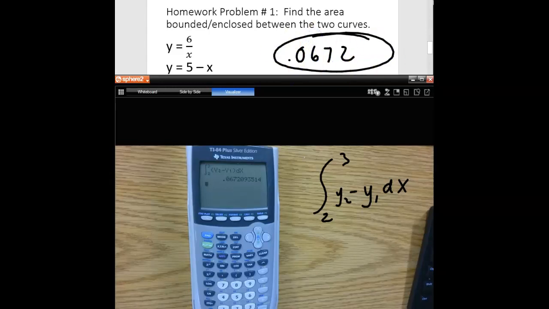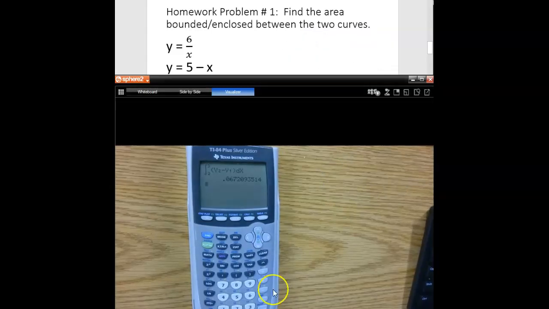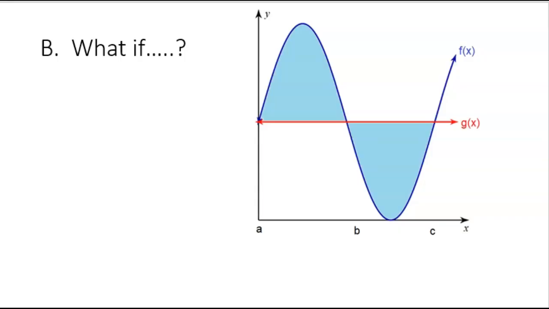All right, so that's homework problem number 1. Let's go ahead and move along to our next one here. Now sometimes whenever you are graphing these things, they cross at more than 2 points. So what do you do then?